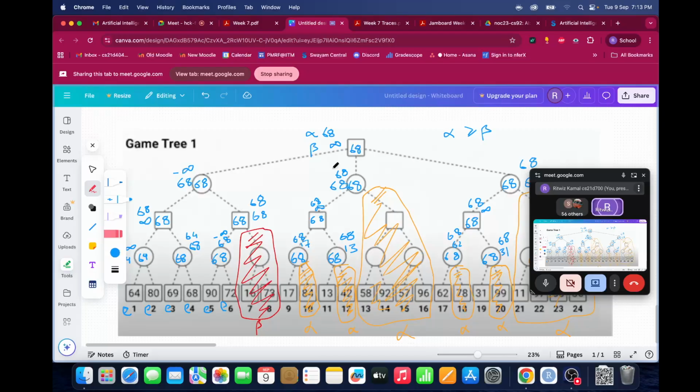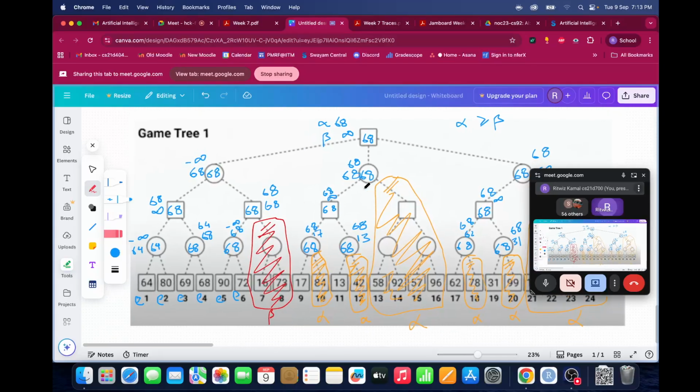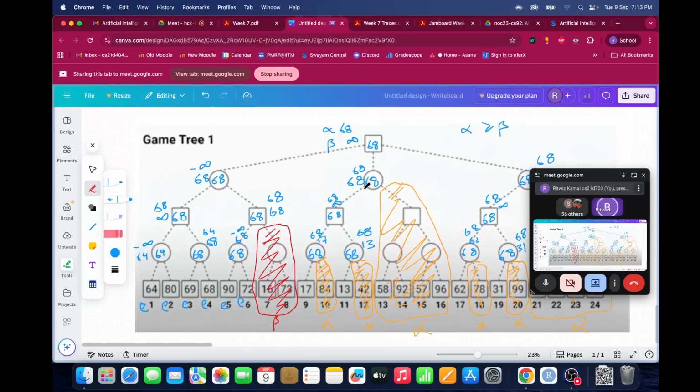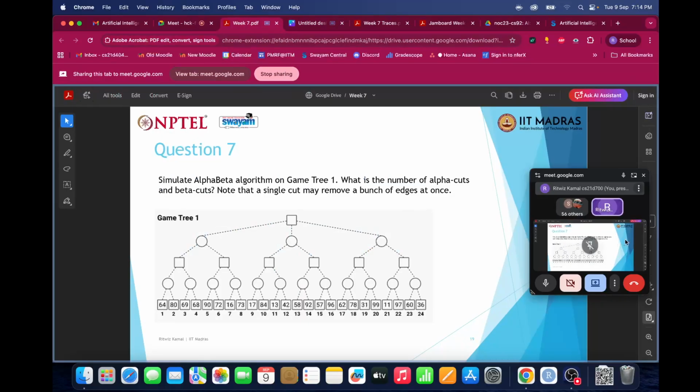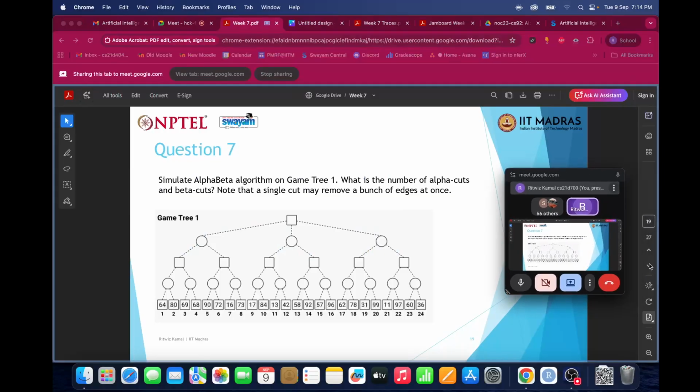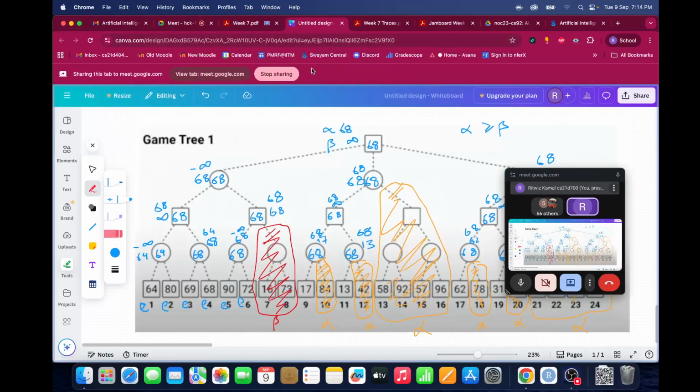So how many alpha cutoffs and how many beta cutoffs did we encounter? 6 alpha and 1 beta. Let's verify that answer. Six alpha cuts, 1 beta cut. So we solved it correctly. Now I'll leave the solution here for just a couple of minutes so that you can convince yourselves in case there is any confusion before we move on to the next question.